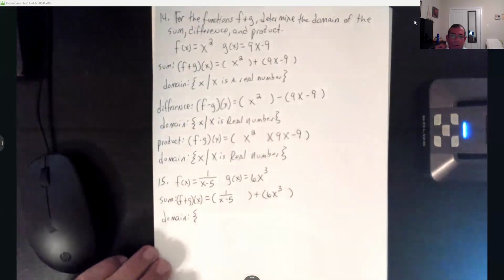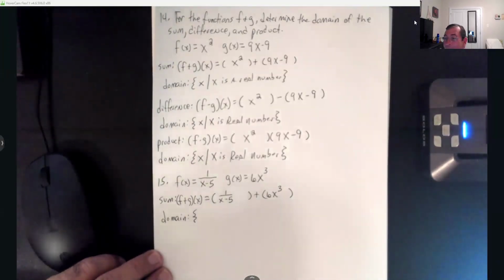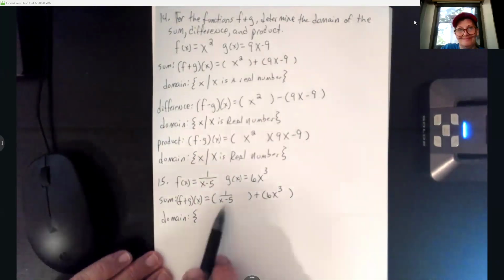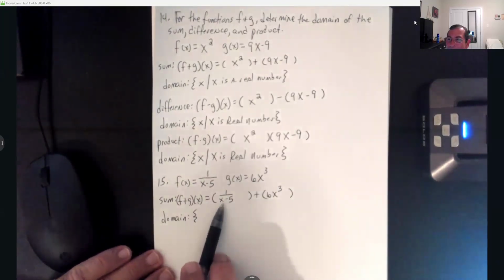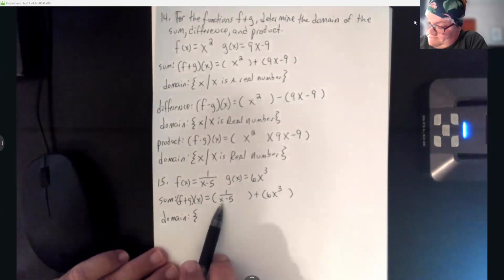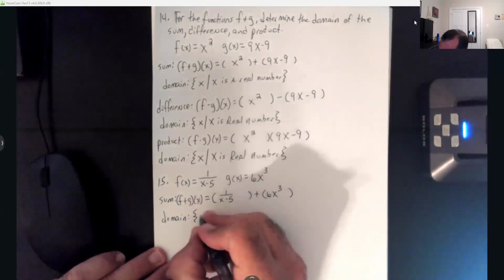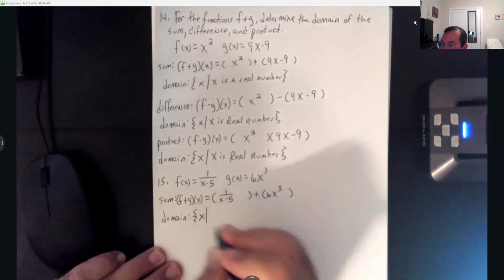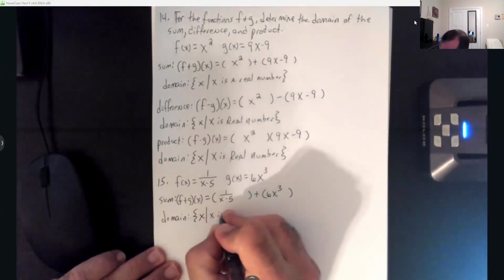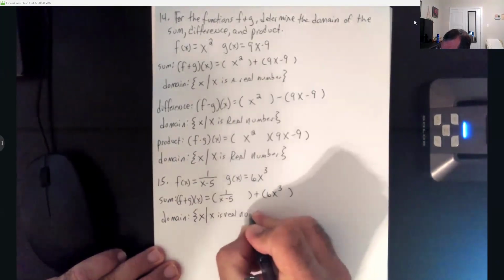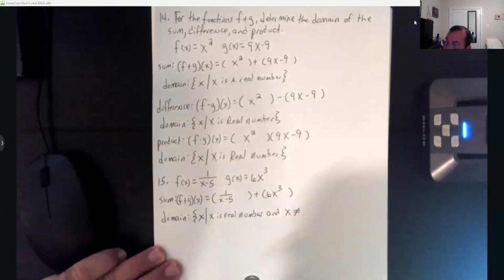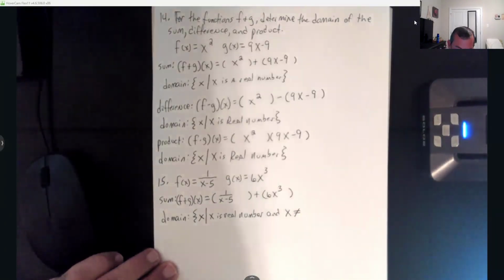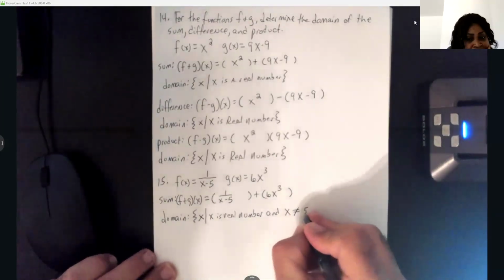So do you want to take a shot at that domain? I can tell you, it isn't going to be all real numbers this time. It's 5, because we have a fraction here. And you said that this couldn't equal 5, because 5 makes that a 0. So you'll have x such that x is a real number, and x cannot equal 5.